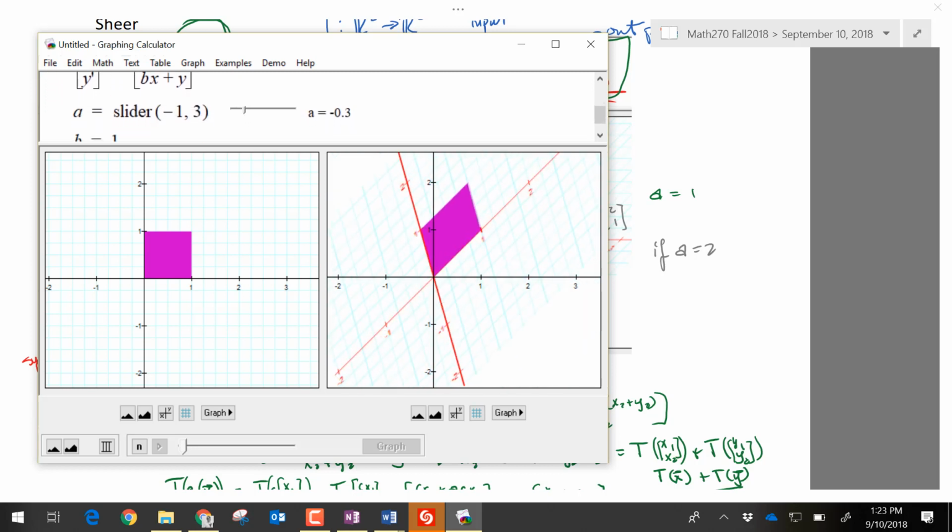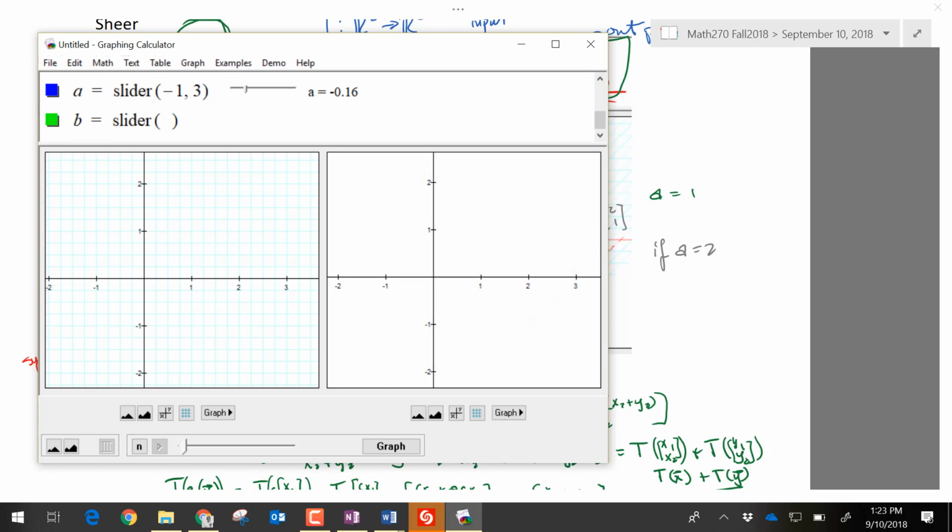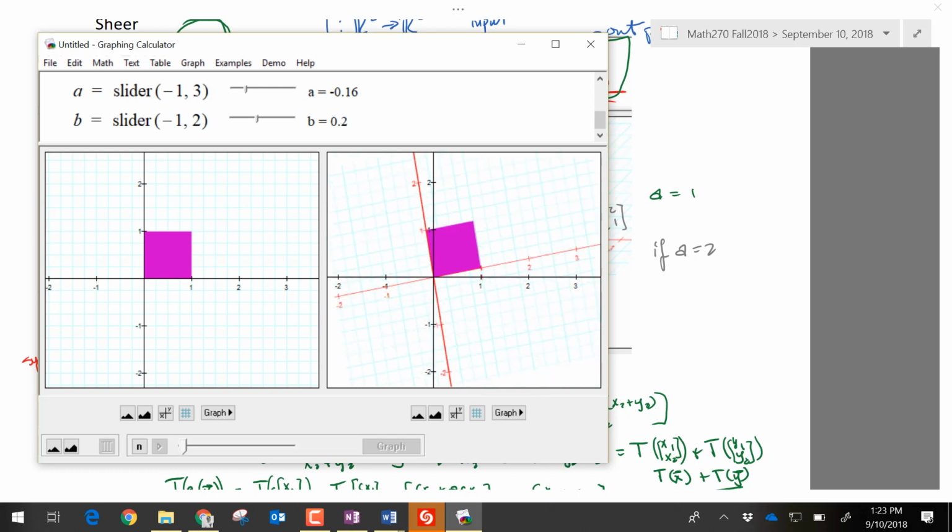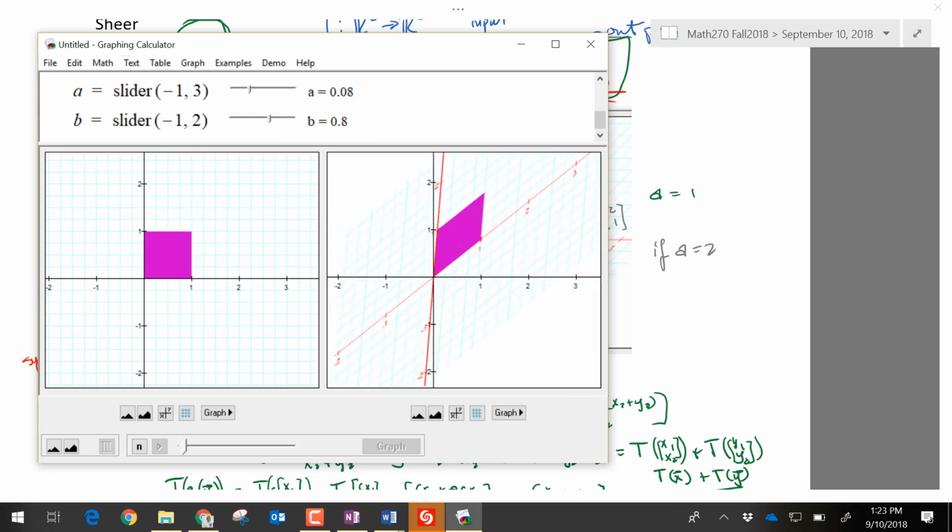So we could do a double shear. We could do both shearing to the left and right, and then shearing up and down, and then we get something like this also. You get some interesting shearing when we're doing this.